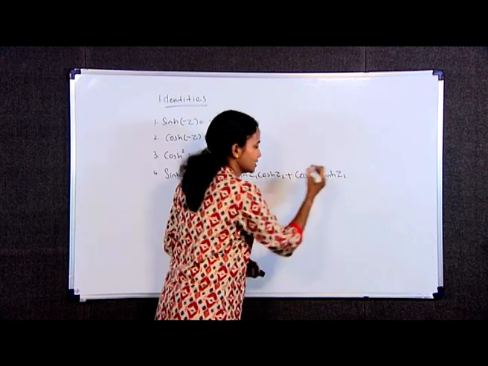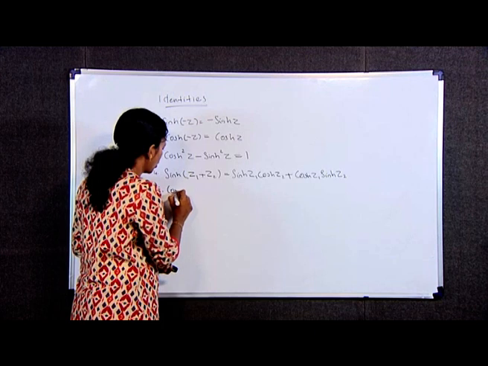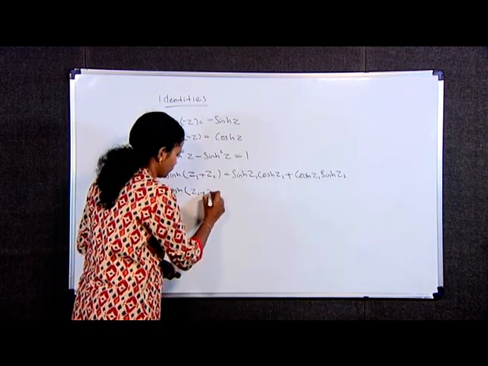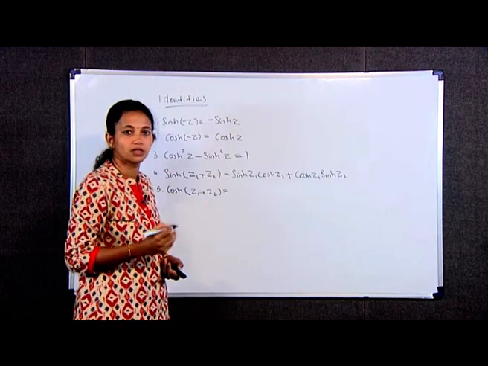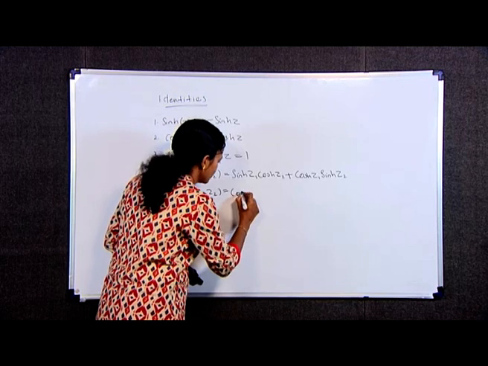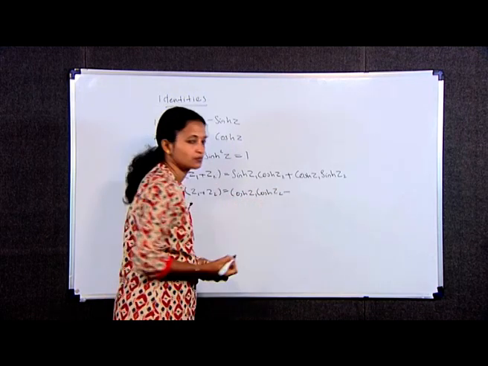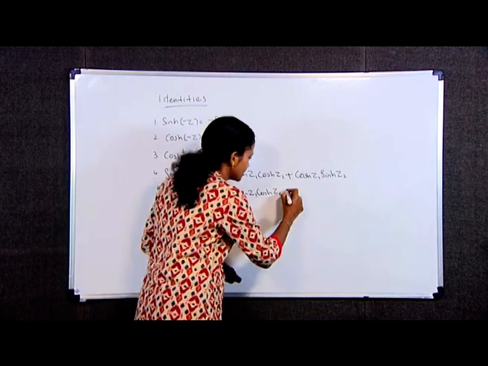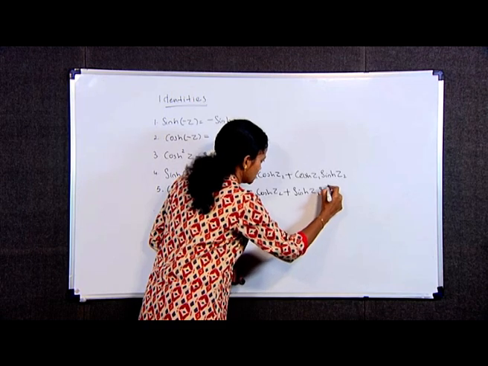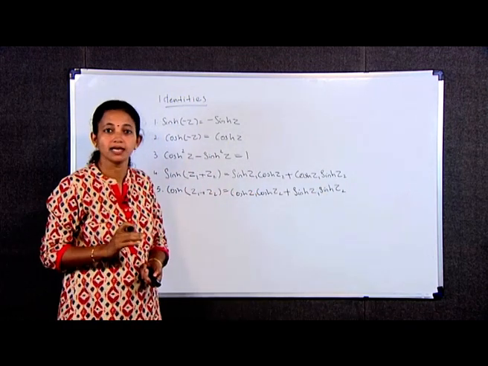Next, here we have cosh(z1 plus z2). This is equal to cosh z1 cosh z2 plus sinh z1 sinh z2. This is the expansion of cosh(z1 plus z2).